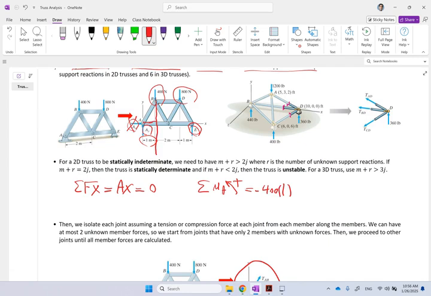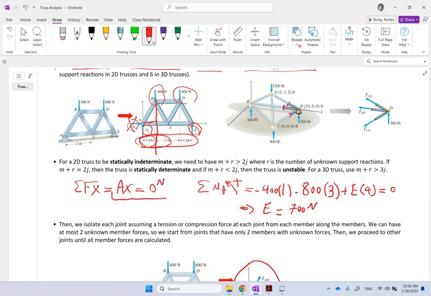And then the 800 is similar, negative 800, because that's clockwise. The distance for that is 1 plus 2, that is 3. And E is counterclockwise, so it's going to be positive E, and the distance for E is the entire distance, which is 4. That is equal to 0, and from here you should be able to find the E reaction, which if you do, you are going to get 700 Newton.